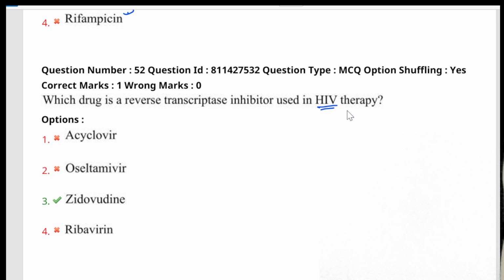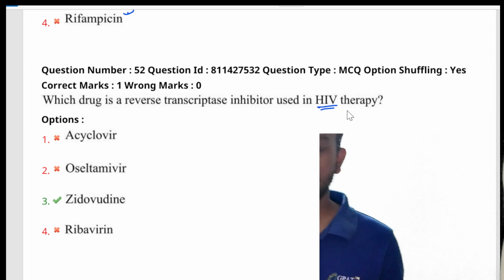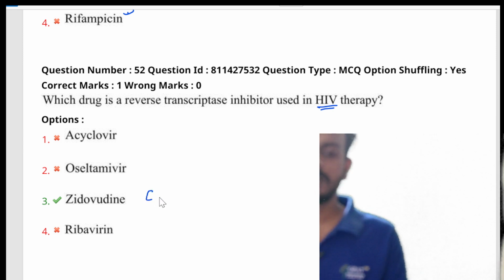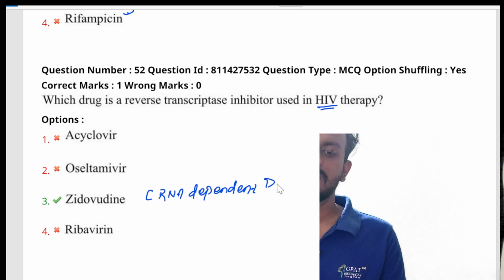Let's see the mechanism. This drug basically inhibits the RNA dependent DNA polymerase enzyme. Okay, so it basically inhibits RNA dependent DNA polymerase.